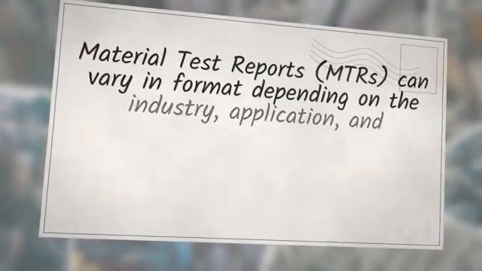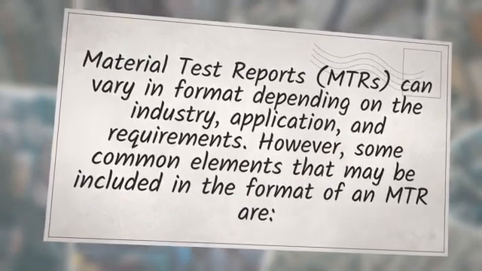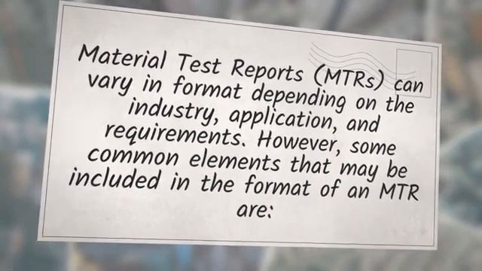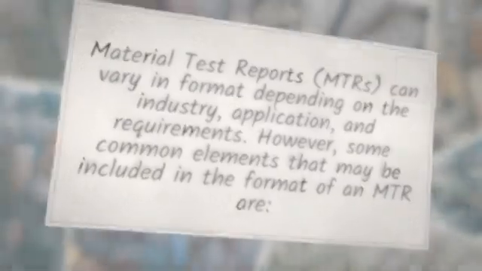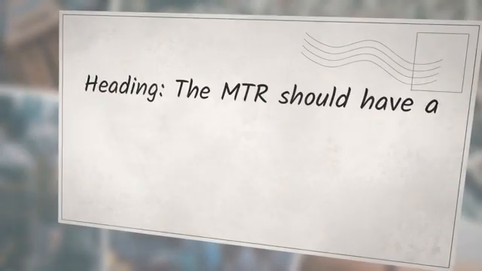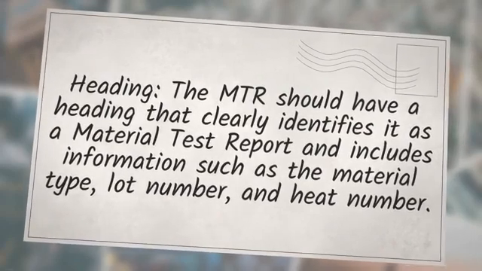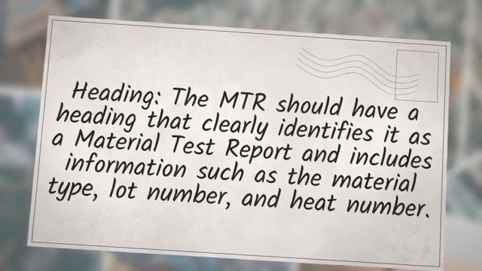Material test reports, MTRs, can vary in format depending on the industry, application, and requirements. However, some common elements that may be included in the format of an MTR are: Heading. The MTR should have a heading that clearly identifies it as a material test report and includes information such as the material type, lot number, and heat number.